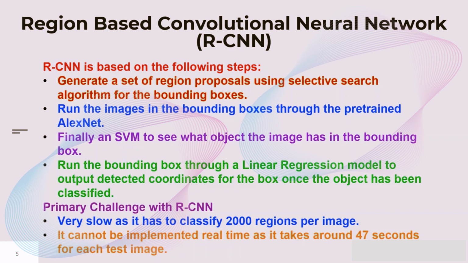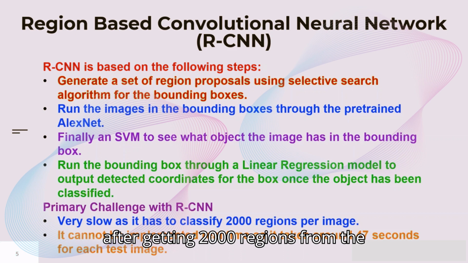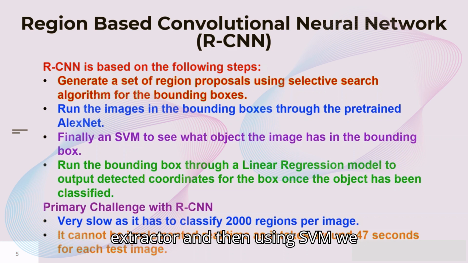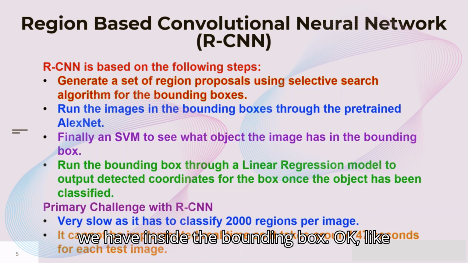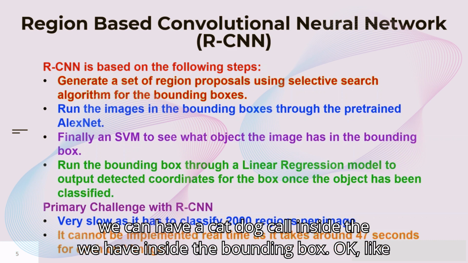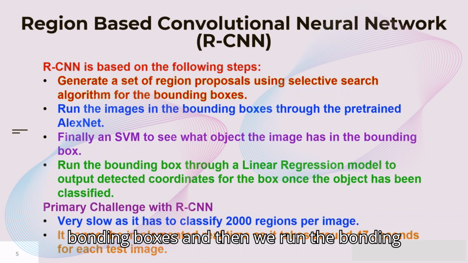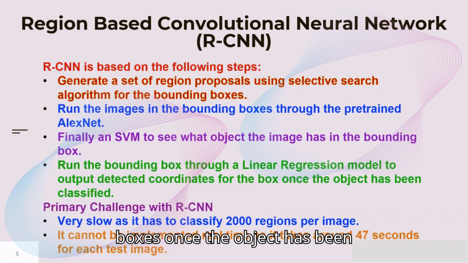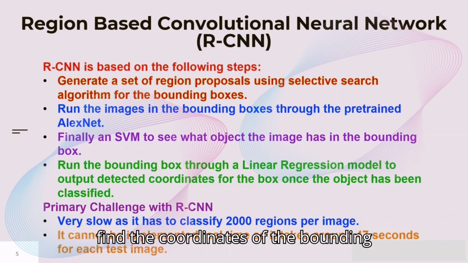After getting 2000 regions from the input image and passing them through the pre-trained AlexNet feature extractor, we use an SVM to classify what the different objects inside the bounding boxes are. We can have a cat, dog, or cow inside the bounding boxes. Then we run the bounding boxes through a linear regression model to output detected coordinates for the boxes once the object has been classified. So using linear regression, we find the coordinates of the bounding boxes.